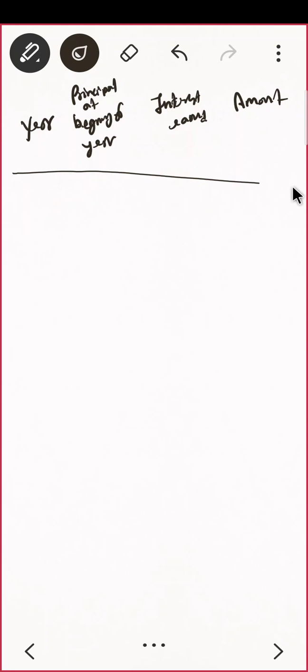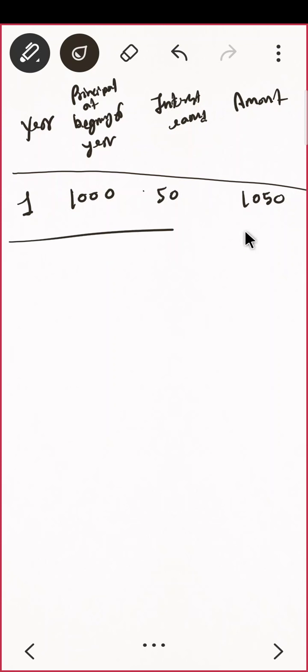So see what will happen. Suppose in the first year you have deposited 1,000 rupees, correct? What will be the interest? 5% interest. That means it will be 50 rupees, correct? That means you can calculate also 1,000 into 5 upon 100, so it will be 50 rupees. What will be amount? Total amount will be 1,050 for the first year. But if it was a simple interest, second year maybe the amount will be same, but this is not the case of compound interest.